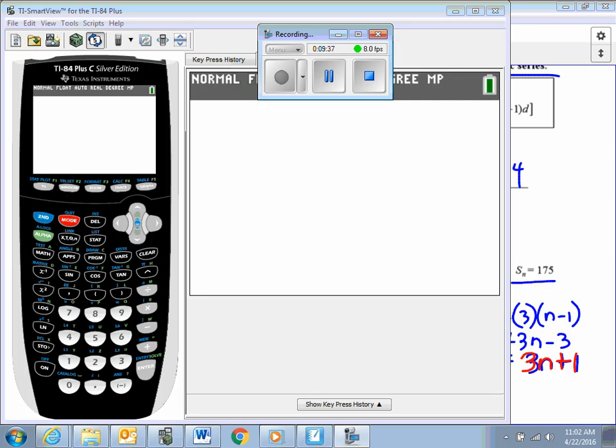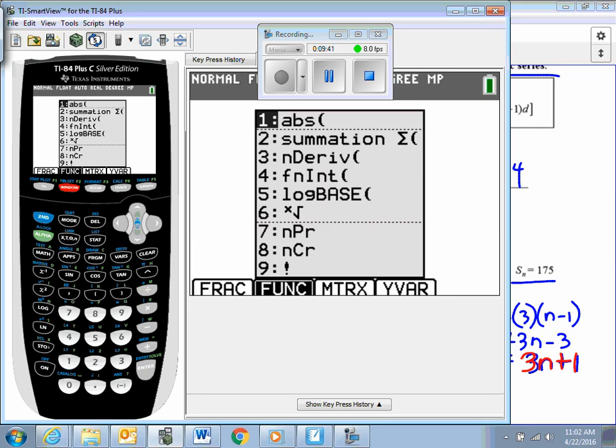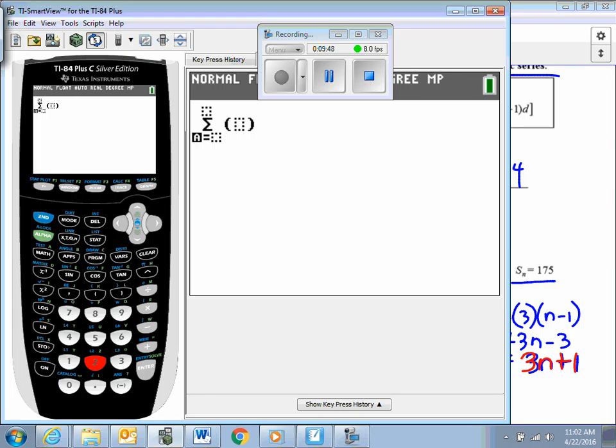So the way we do that is we're going to choose alpha F2. And if you look at number 2 here, you see that that is going to do the sum for me. So right here, you see the blinking cursor? This is where your variable goes. We're just going to choose x for our variable. Typically in a problem, you'll see this as n, but we're just going to use x since that's the default on our calculator.